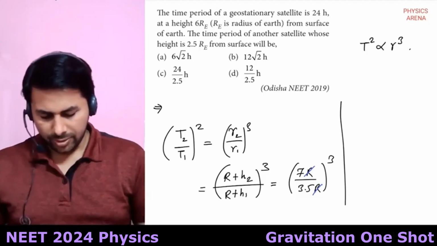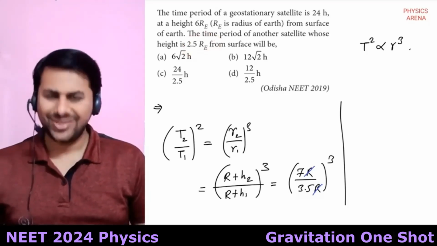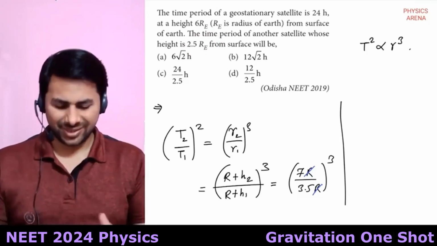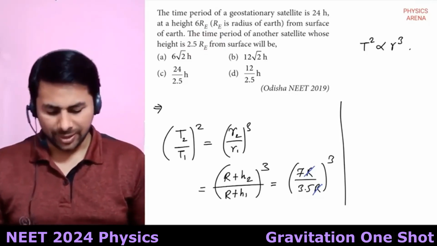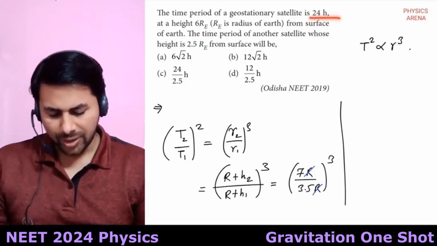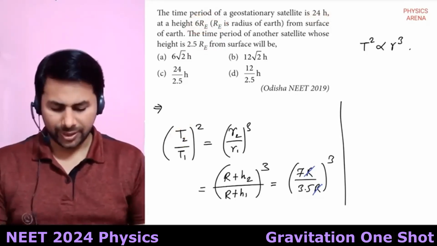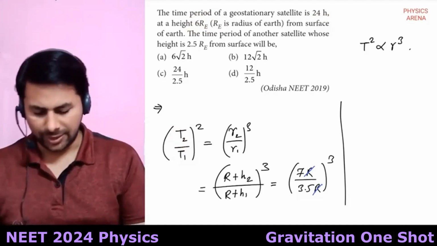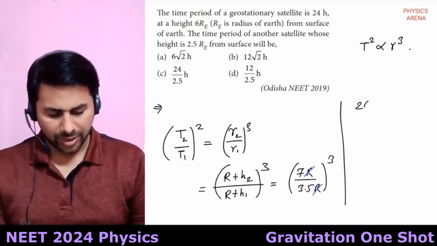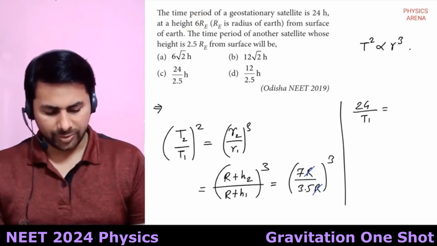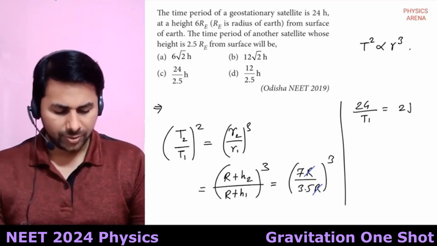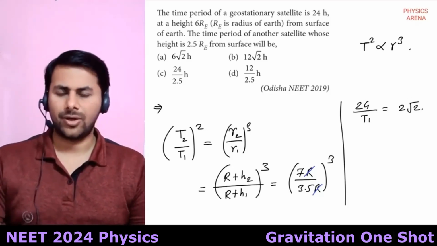Okay. T2 was 2.5. That's the thing that we need to find. Actually, it is 24 hours for this height. So let's take T2 equal to 24, and T1 is what we need to find. 24 divided by T1 will be equal to what? 2 root 2. Got it?